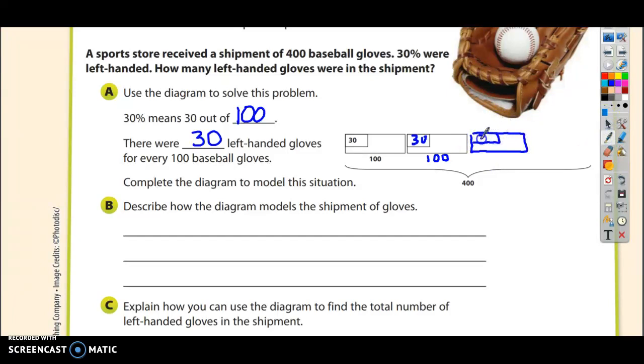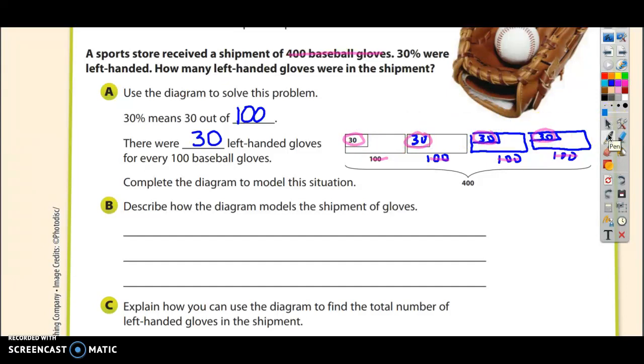And 30 of those will be left-handed. So I'm right now at 100, 200, 300, so I need to do one more little box here. And 30 out of those 100 will be left-handed. So now I'm at 400 total gloves, which is what it says, 400 baseball gloves. And I've got 30, 60, 90, 120 of them are going to be left-handed.